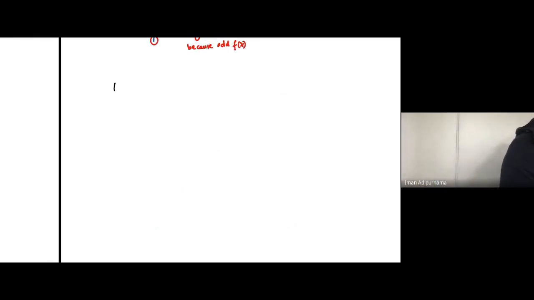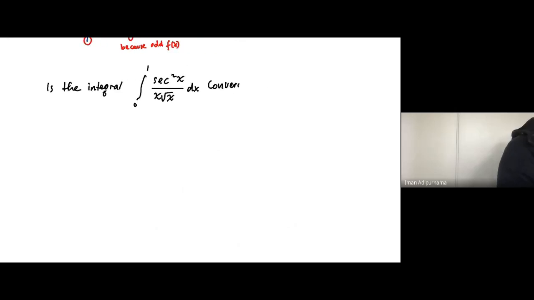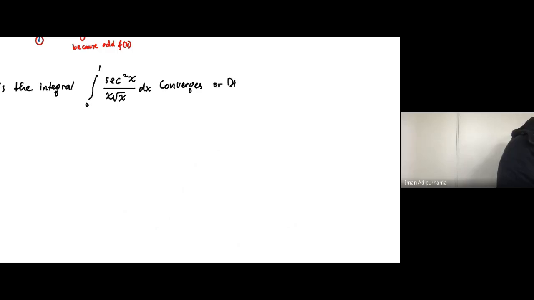Okay, let me give you another one. Is the integral convergent or divergent?